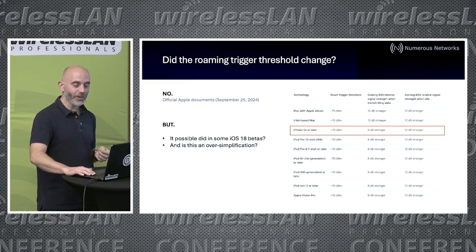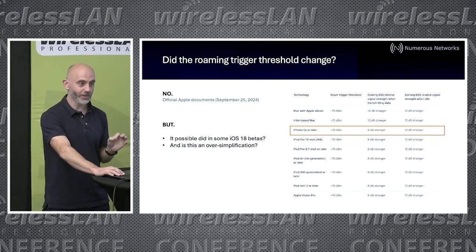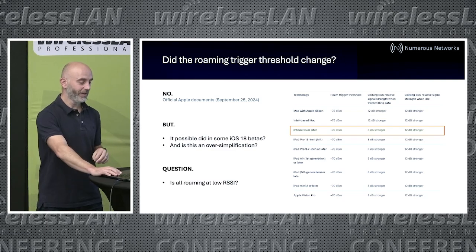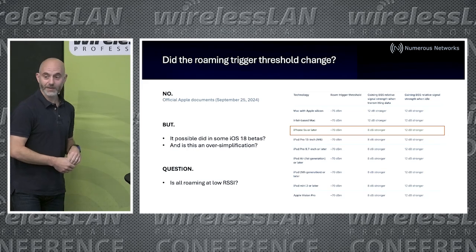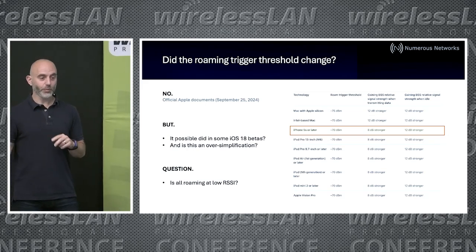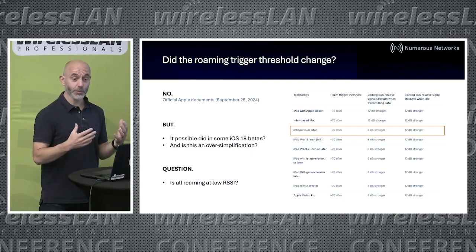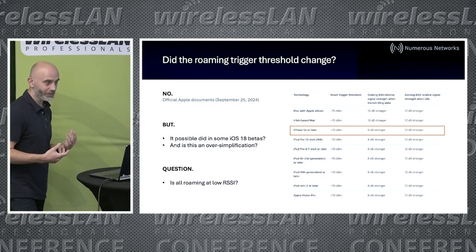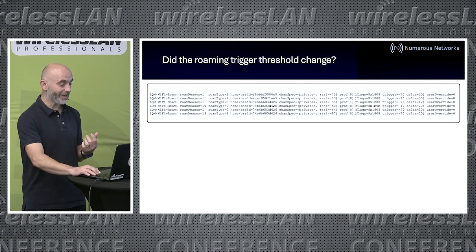It possibly did roam at a different value in some early betas. But the other thing I want you to know is this is an oversimplification, and you're going to learn why. Okay? Is all roaming at low RSSI? When I roam from 2.4 and I get closer to the AP and my device goes, I can do better, is that going to be at negative 70? No. It's going to be at negative 40 or 50 when it's getting better.